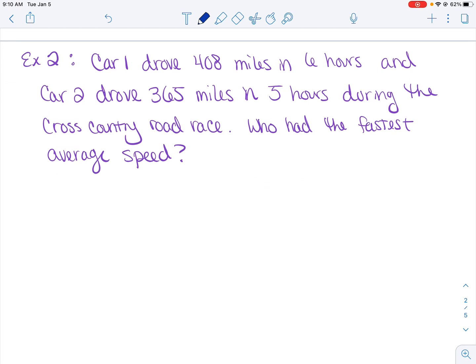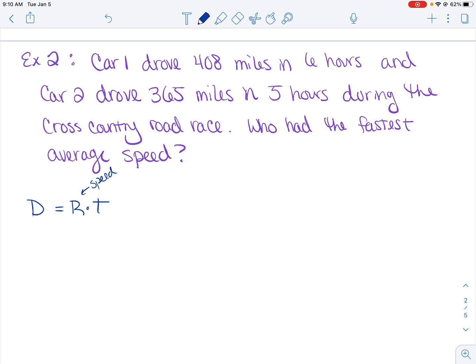So car 1 drove 408 miles in 6 hours, and car 2 drove 365 miles in 5 hours. During their cross-country road race, who had the fastest average speed? So when we did literal equations, we talked about distance is equal to the rate times time. For our purposes, rate and speed can be synonymous, okay?